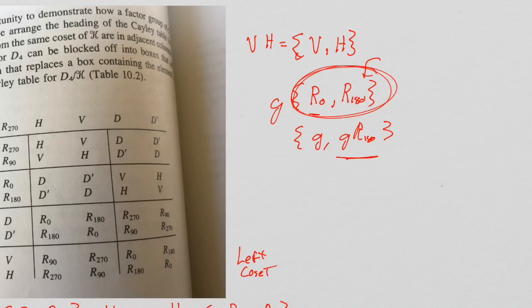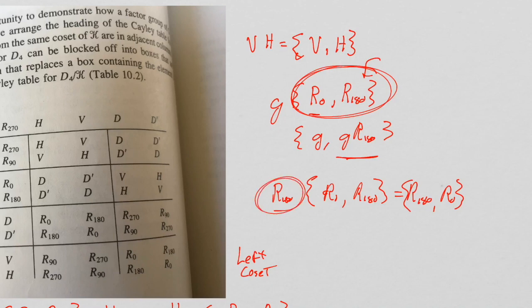I guess that begs the point that if I do R180 times R0, R180, what do I get? I get R180, R0. I get the same set back, right? So when I calculate the coset associated with an element that's inside the subgroup under consideration, I just get that subgroup back, right? That's an important point that we'll need later. But now I have another coset here, a coset VH.